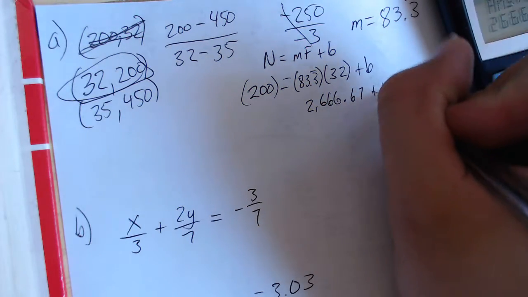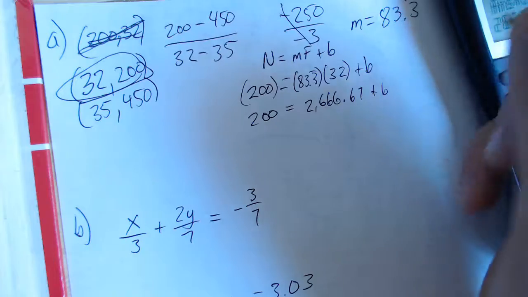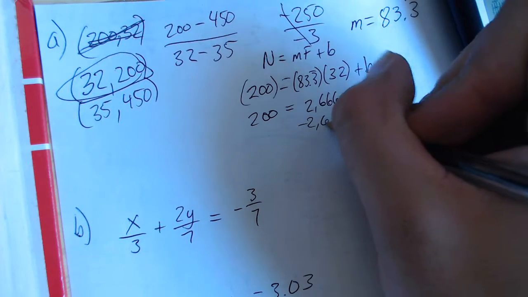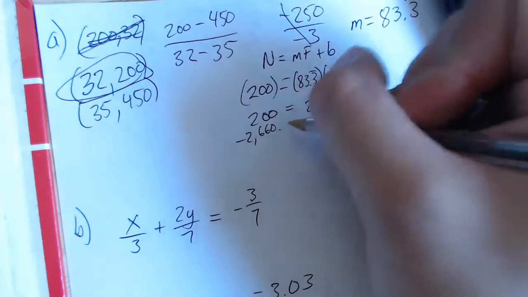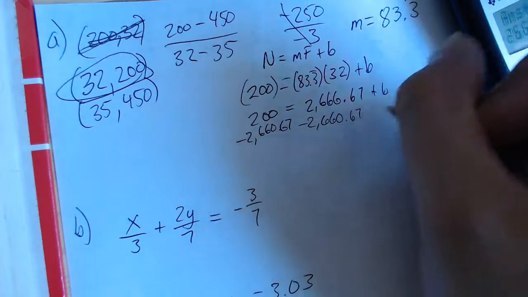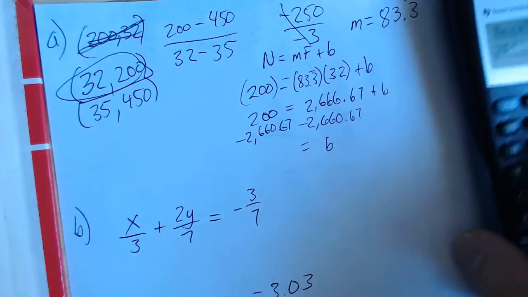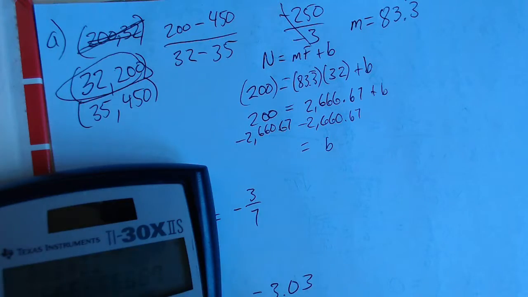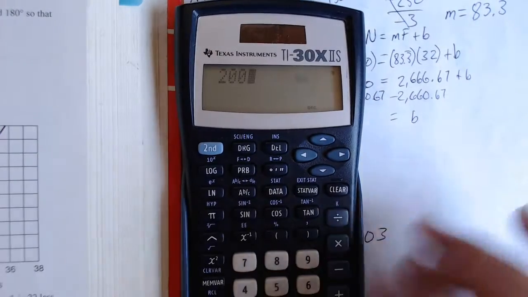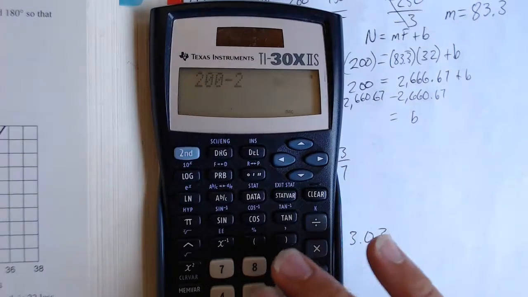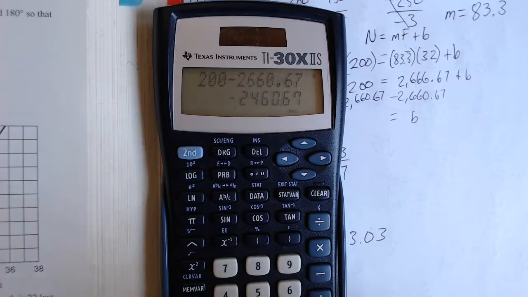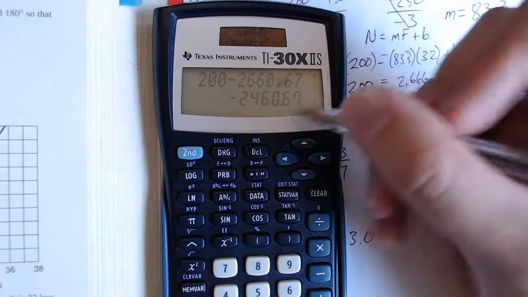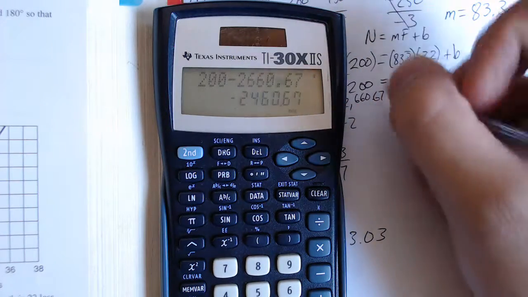plus b. Alright, so to solve for b, all we have to do is subtract this number from both sides. And then that would give us b. So b is going to equal 200 minus that. I'll use our calculators for this, so that we maintain some accuracy in our decimals. 200 minus 2,666.67, and I get negative 2,466.67.